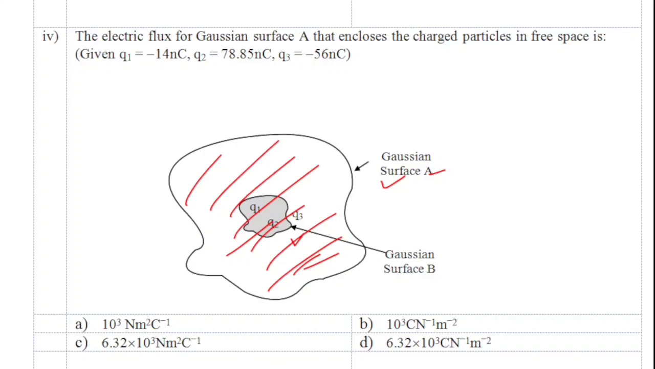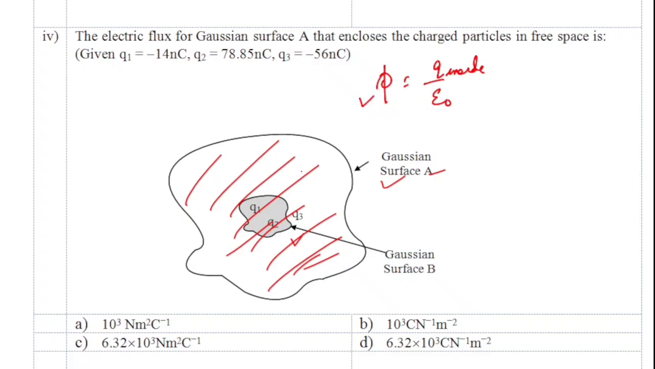What is the formula for total electric flux according to Gauss theorem? Phi is equal to Q by epsilon naught. Q is what? Q inside the closed surface. So if you know the total charge inside any closed surface, you can easily find total flux.